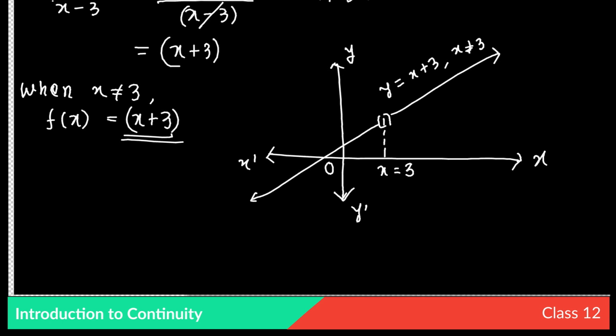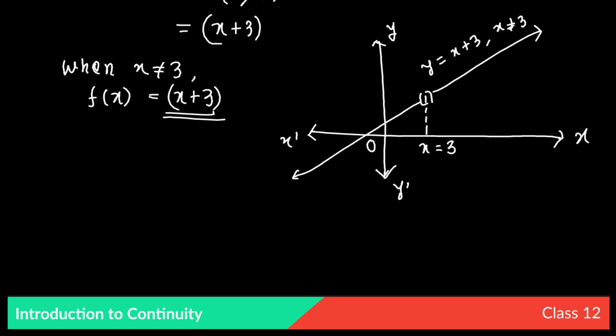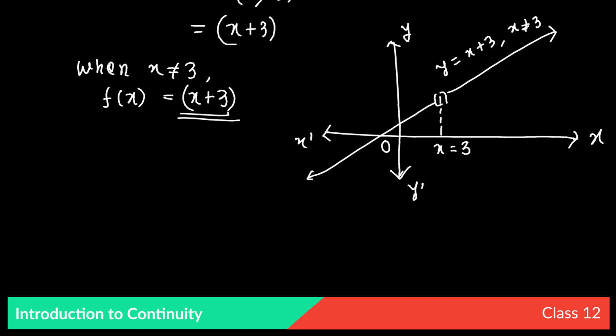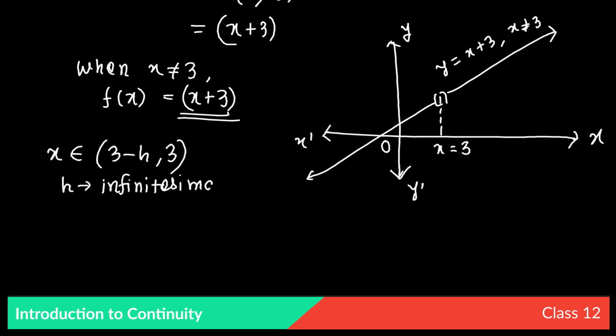For that we have to approach x equals 3 from both sides, that is, from the right hand side and from the left hand side. Let's move on from the left hand side first. Suppose we are moving to x equals 3 from the left hand side, that means we are considering those values of x from 3 minus h to 3. Here h is an infinitesimally small positive quantity.